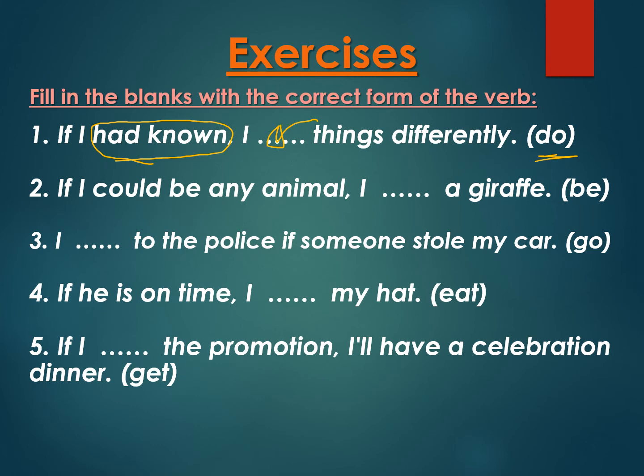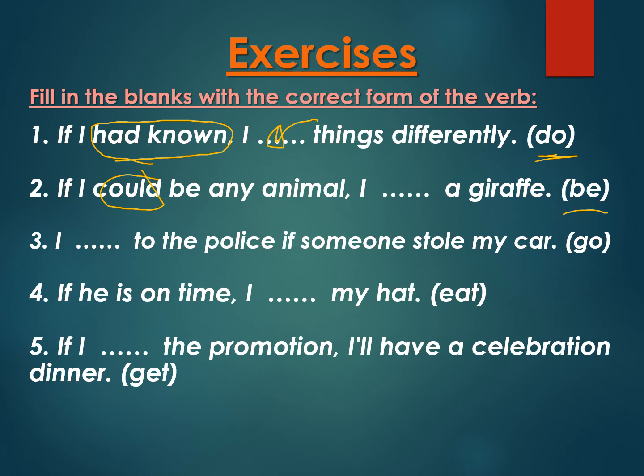And forgive me for not writing, because if I write with my finger, the handwriting will be very bad. Okay, now the second one. If I could be any animal, this is if plus past simple, so this is the second conditional. In the main clause, we should use would plus infinitive. So be becomes would be. I would be a giraffe. So the sentence after correction will be: if I could be any animal, I would be a giraffe.